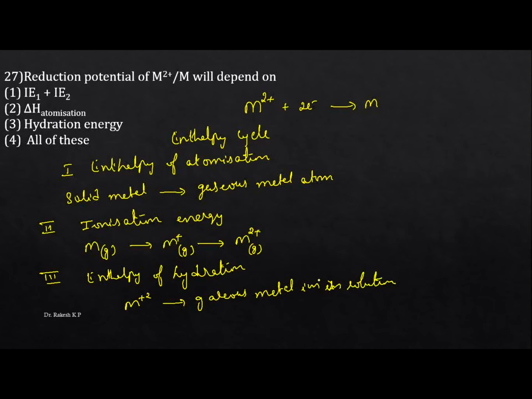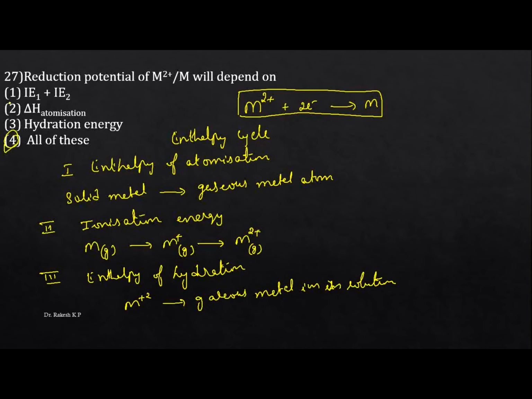Now we have to identify the electrode potential. The electrode potential will be the sum of the energy changes here. It depends on the enthalpy of atomization, the ionization energy, and also the enthalpy of hydration. That refers to the reduction potential. Whatever you are going to get depends on the enthalpy of atomization, ionization energy, and enthalpy of hydration. Hence in this case the option is the fourth one.